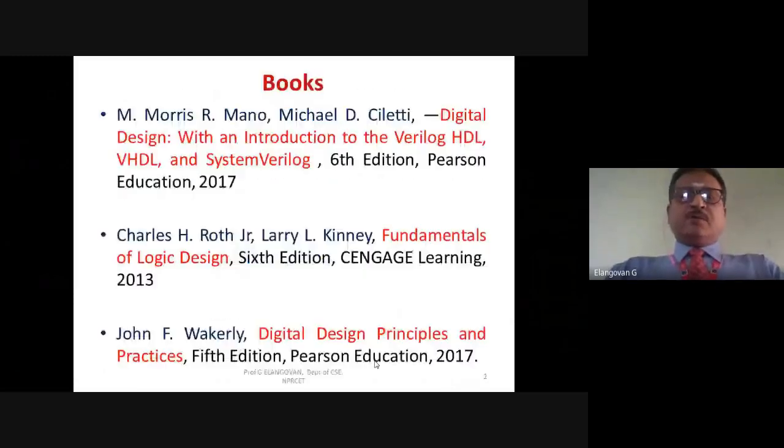And these are the books you can refer at any moment, and beyond the syllabus as well. Usually we refer to Morris Mano, which is one of the Bibles for digital electronics, and it is now available in an enhanced version. Or else you can refer to Charles Roth or John Wakerly. These three books are very good. This is also recommended in your Anna University syllabus.